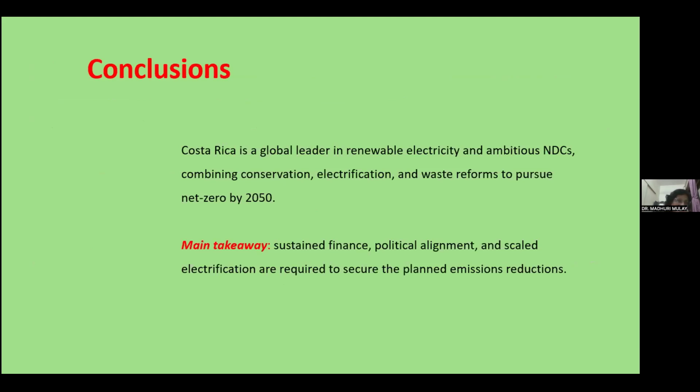So, in conclusion, Costa Rica is a global leader in renewable electricity and ambitious NDCs, combining conservation, electrification, and waste reforms to pursue net zero by 2050. So, the main takeaways: sustained finances, political alignment, and scaled electrification are required to secure the planned emission reductions.